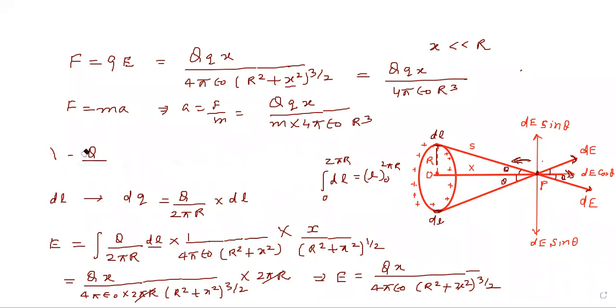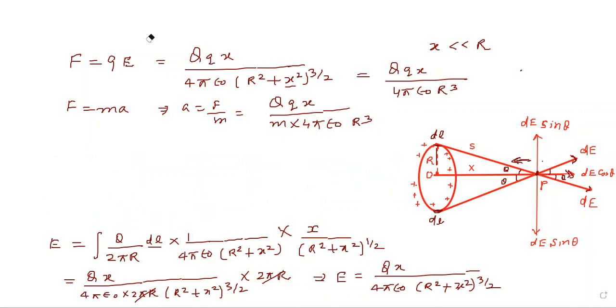We know that in case of oscillation, acceleration a is equal to omega square x in magnitude, although there is a negative sign also, since displacement will be like this, so it will be negative. So a equal to omega square x. So we can compare, this is a equal to Qqx divided by m times 4 pi epsilon naught r cube. So on comparing, we will get omega square equal to Qq divided by m times 4 pi epsilon naught r cube.